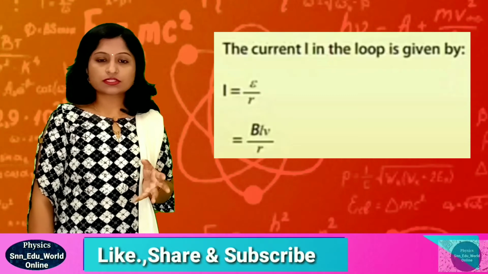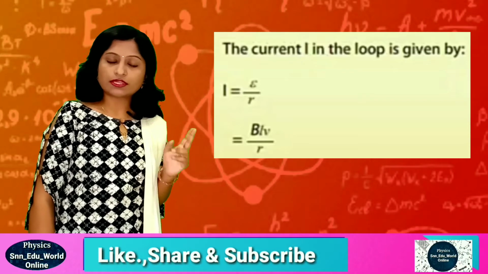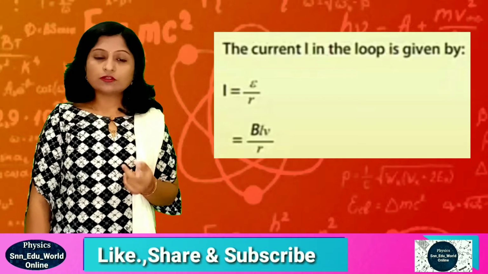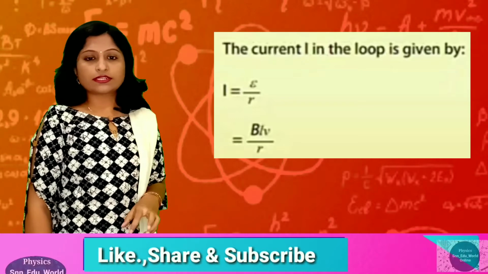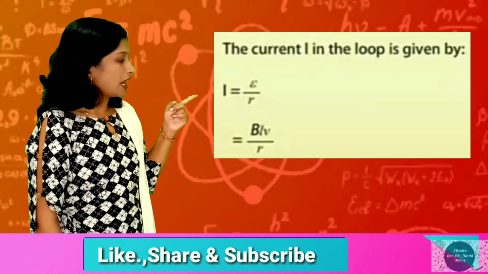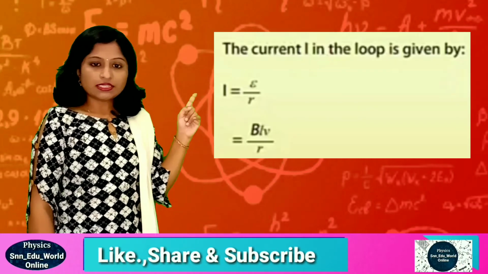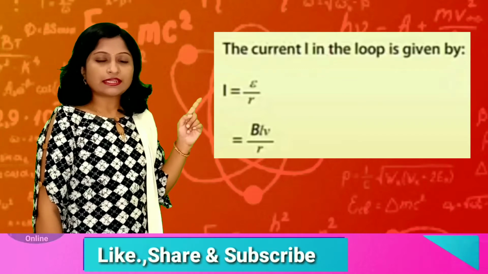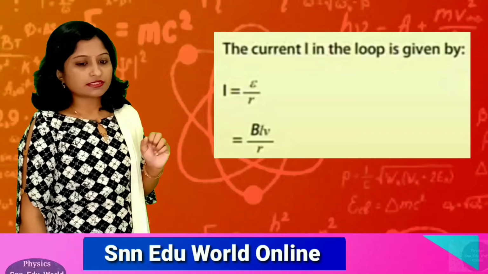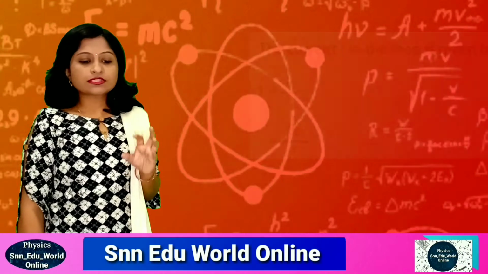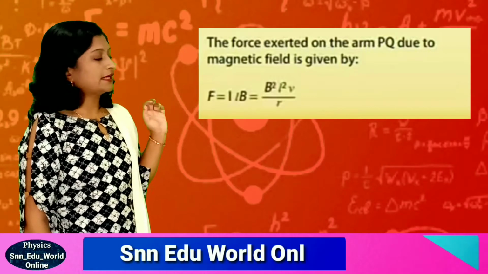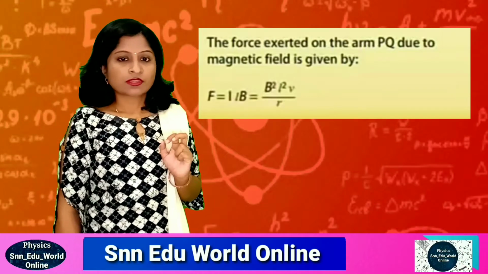This is an example of translational motion. PQ is a rod which is moving translationally in the magnetic field. So we know that the EMF produced for that is BLV. So here I is equal to E divided by R, which means we can write it as BLV divided by R. Okay, this is the current.